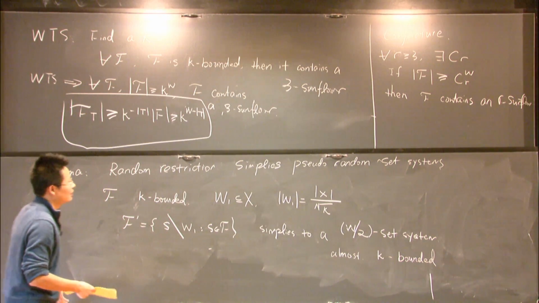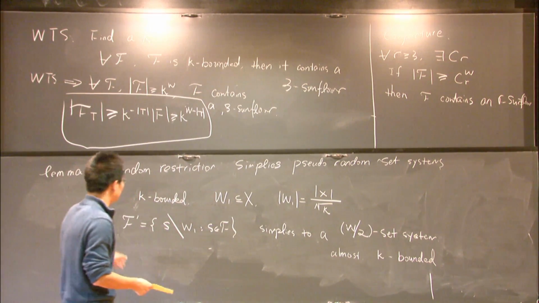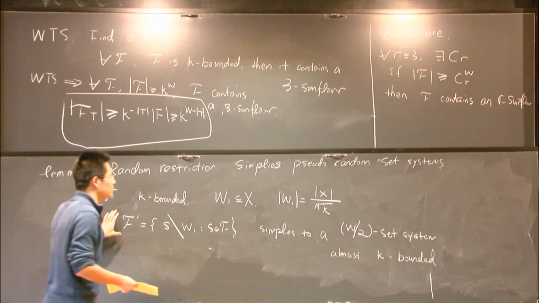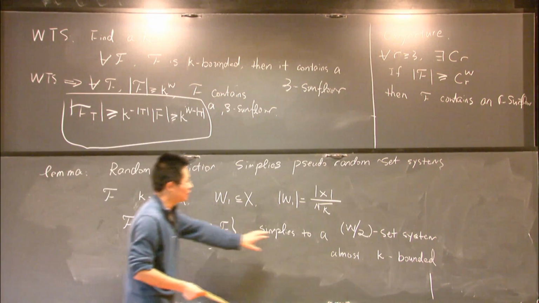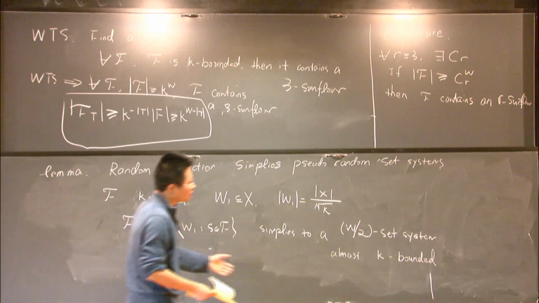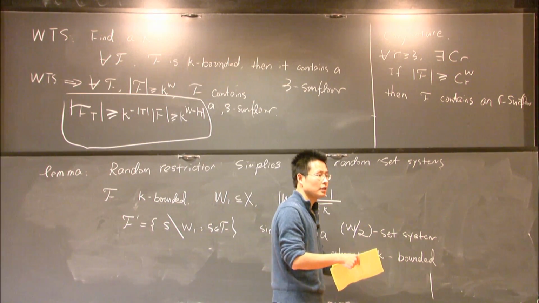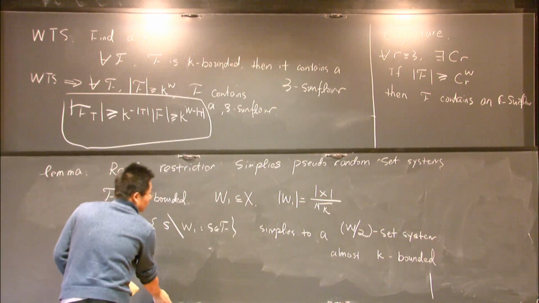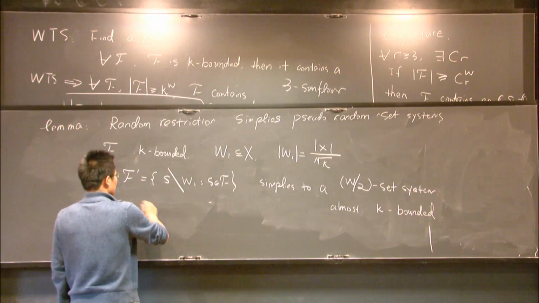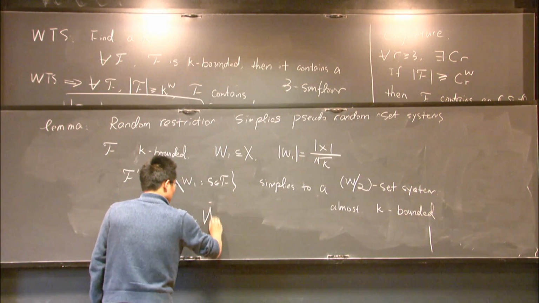Is it clear how this is used inductively? Okay, let's simplify it. Let's say this is exactly a W over 2 set system and almost cover bounded. Then we can apply it again, because this is very close to the cover bounded. We can draw another W2, uniformly random, with high probability. Say we can draw W1, W2, up to W log W.